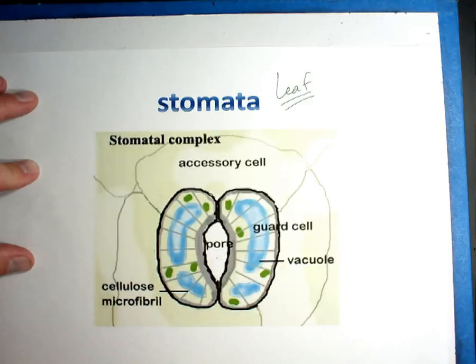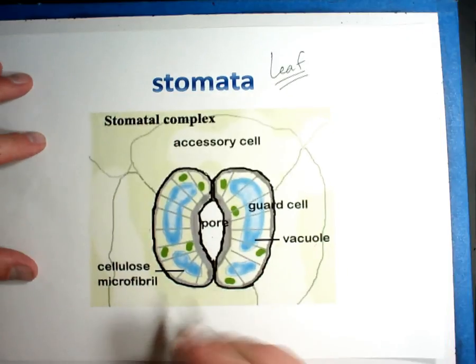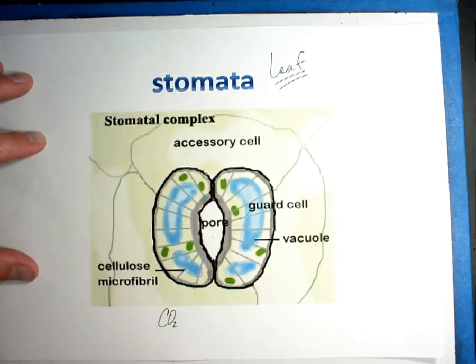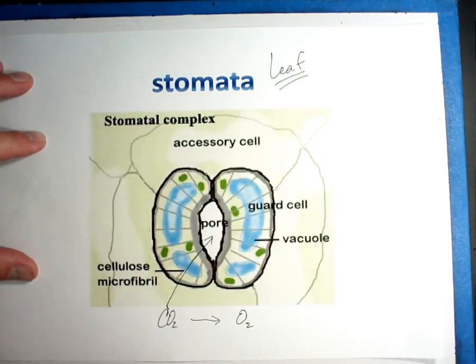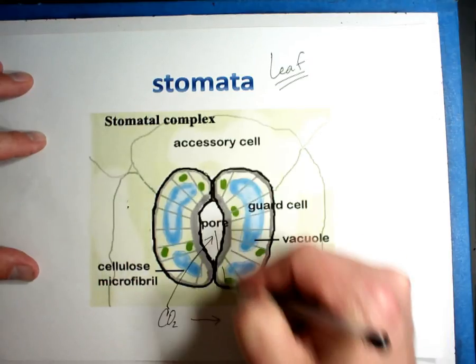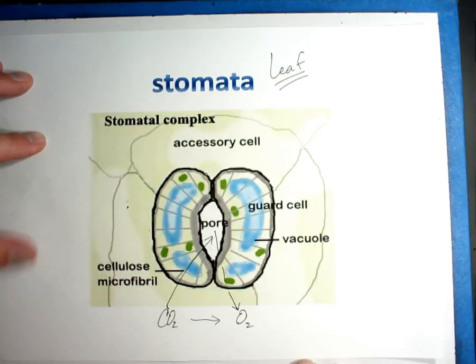And this is where gases go in. Carbon dioxide goes in because the plant needs carbon dioxide. And when a plant produces oxygen, the oxygen will come out. So basically, carbon dioxide goes in, photosynthesis takes place inside the leaf. When oxygen's made, oxygen is let out for you and I to breathe.